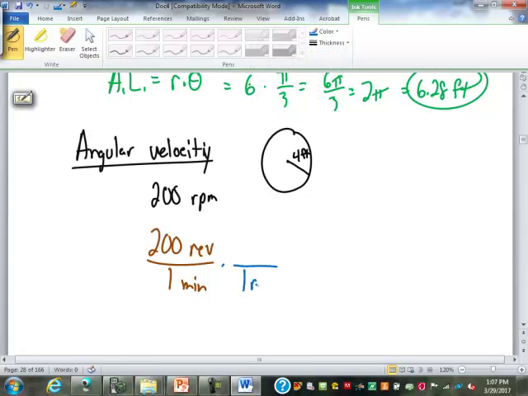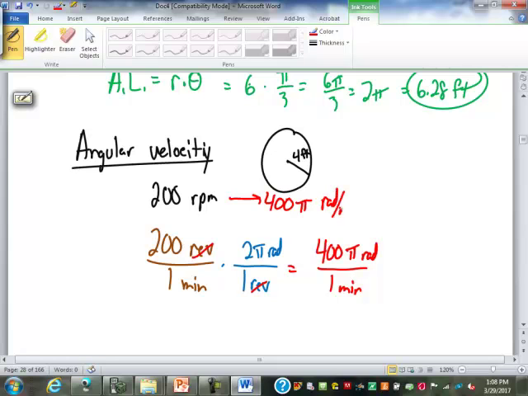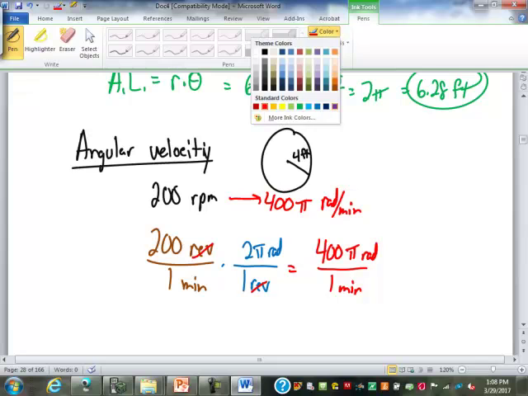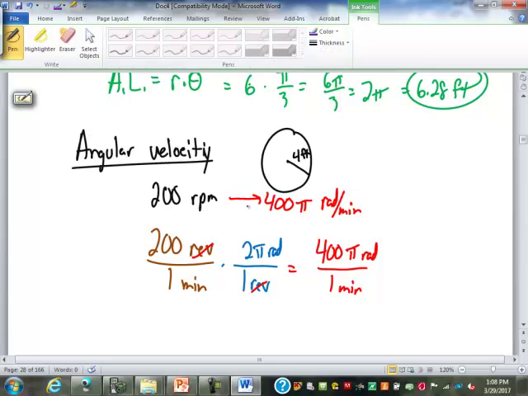But 1 revolution is 2 pi radians, correct? So the revolutions cancel out. I have 200, and of course it's 1 on bottom here, just 1 minute. 200 times 2 pi, that's 400 pi radians per minute. So that rate, 200 RPMs, is 400 pi radians per minute.